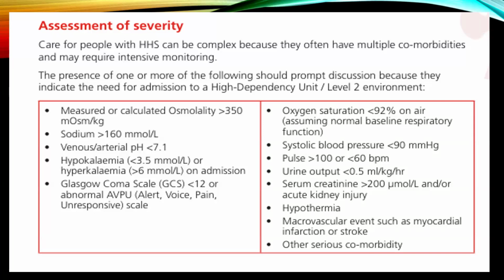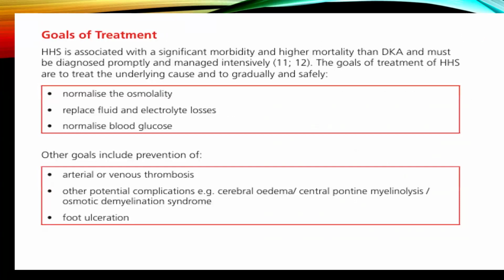Oxygen saturation less than 92% on air, systolic blood pressure less than 90, pulse more than 100 or less than 60, urine output less than 0.5, serum creatinine more than 2 or acute kidney injury, hypothermia, macrovascular events such as myocardial infarction, stroke, and other serious comorbidities. HHS is associated with significant morbidity and higher mortality than DKA, and must be diagnosed promptly and managed intensively.